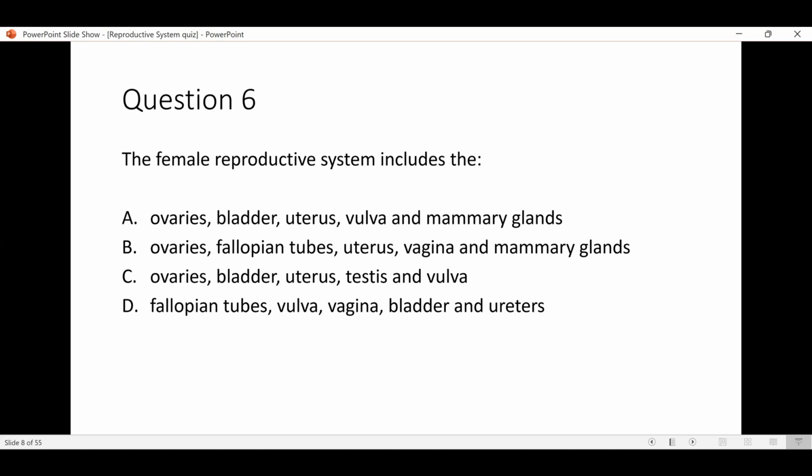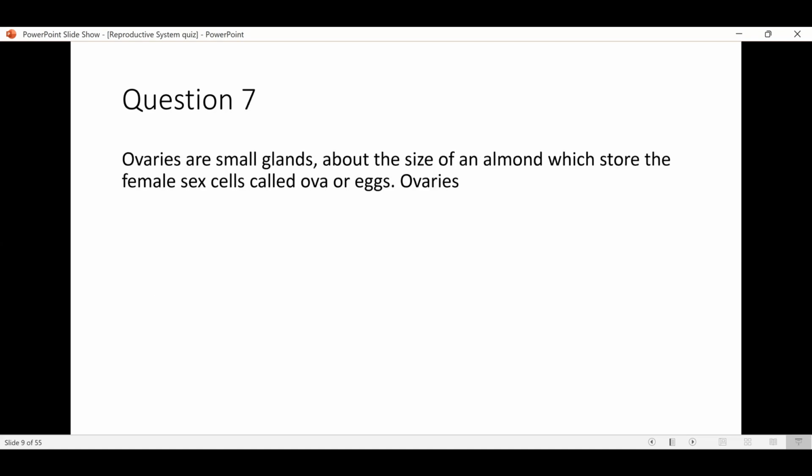Question 7. Ovaries are small glands about the size of an almond, which store female sex cells called ova or eggs. Don't worry about the difference between ova and eggs. In this course, we use them interchangeably, although they are slightly different things.